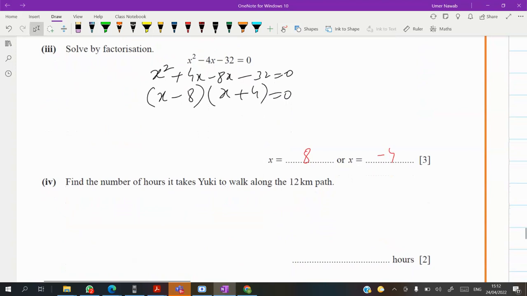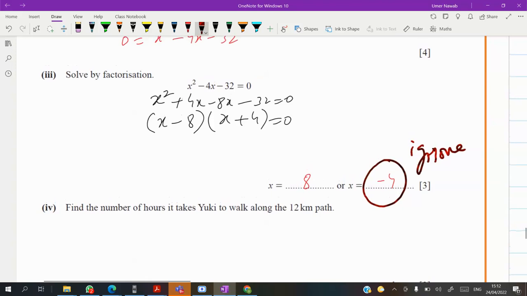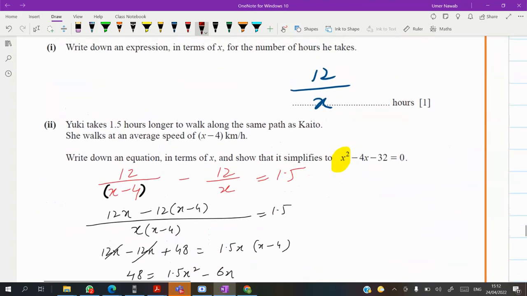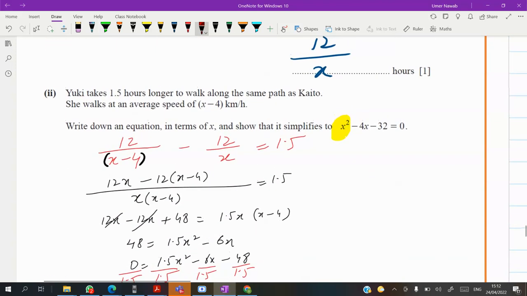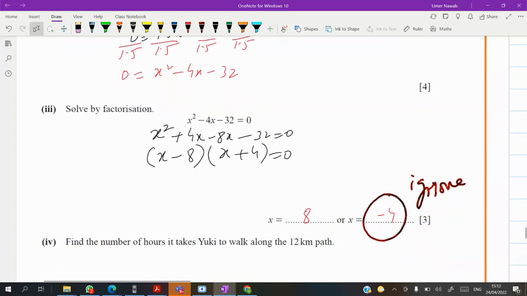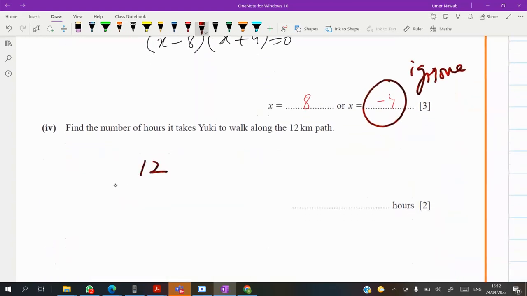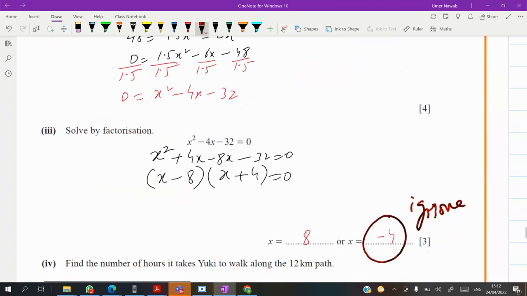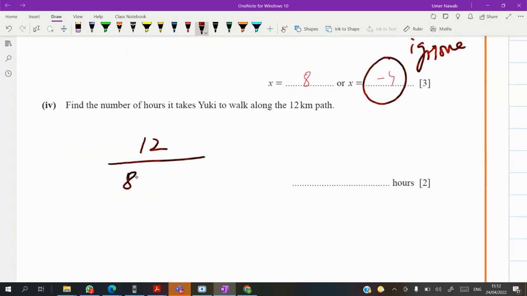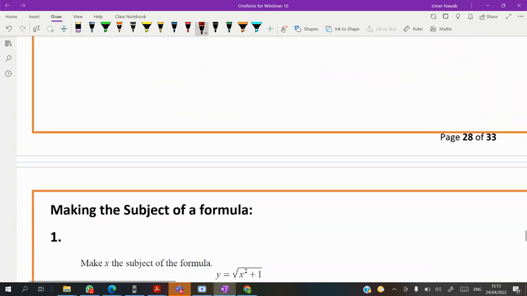Now, the number of hours it takes Yuki to walk along the 12 kilometer path. So ignore the negative one. 8. This time was for Yuki. So 12 over x minus 4, which is 8 minus 4. So the answer is 3 hours.